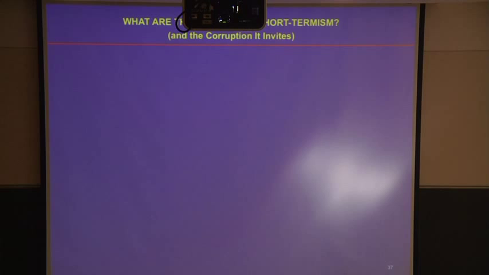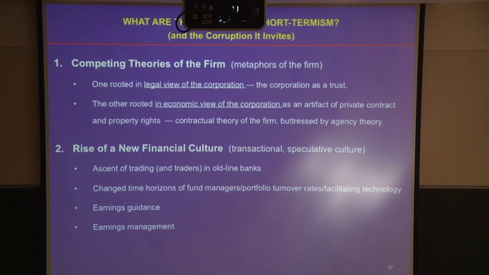You can see this noble cause corruption, as described by Steve Mandis. So here the question is, what are the sources of short-termism and the corruption it invites? And here I'm going to go through some things that are pretty well explained in the paper. I'm just going to put these out quickly, because I don't want to repeat what's in the paper. But there are two things that are really important going on here that I just want to accent.